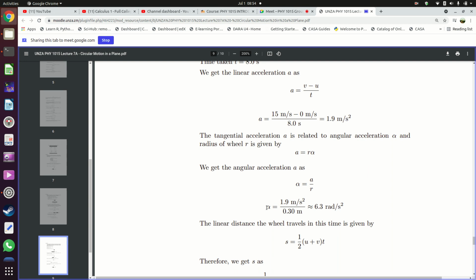This is going to be your angular acceleration. Are we clear? Yes.